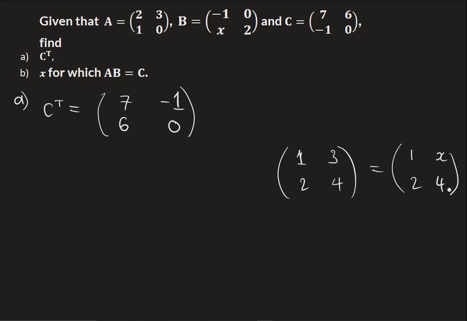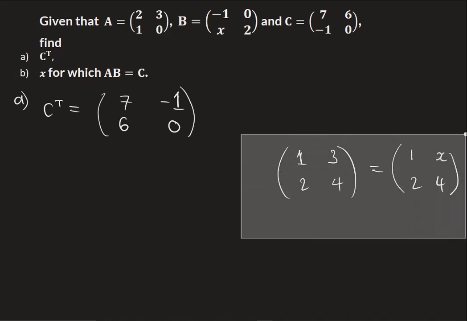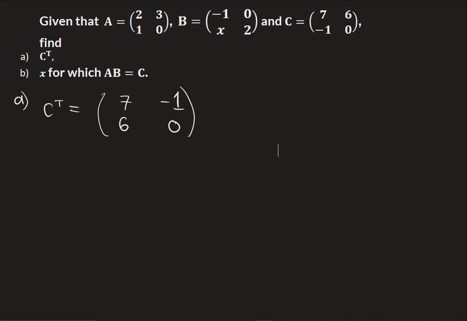The element at row 1, column 1 is 1. The element at row 2, column 1 is 2 in both matrices. But I won't go into all those details. What you need to remember is the number here is supposed to be the same as the number here. The number here is supposed to be the same as the number there. So let's do that and see how far we get.